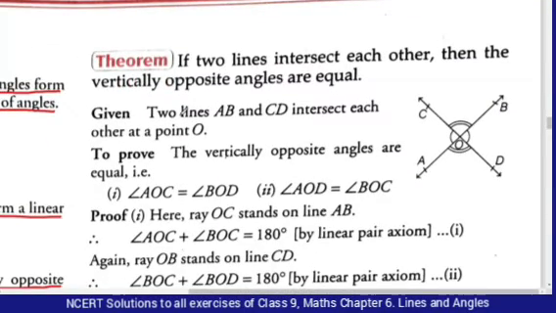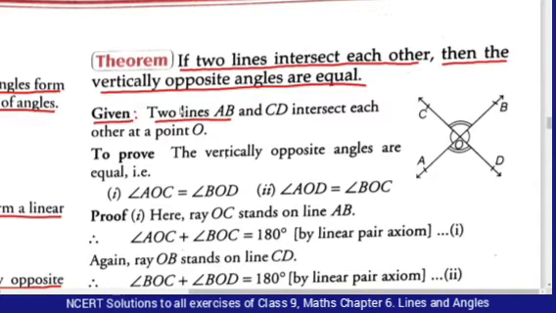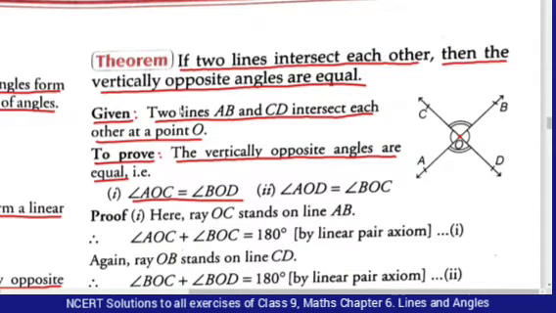One of the theorems is, if two lines intersect each other, then the vertically opposite angles are equal. Given two lines AB and CD intersect each other at a point O, here we have to prove that the vertically opposite angles are equal. That is, angle AOC is equal to angle BOD and angle AOD is equal to angle BOC.